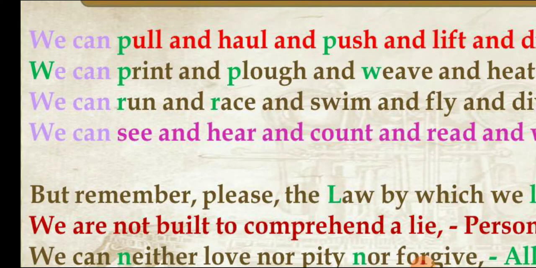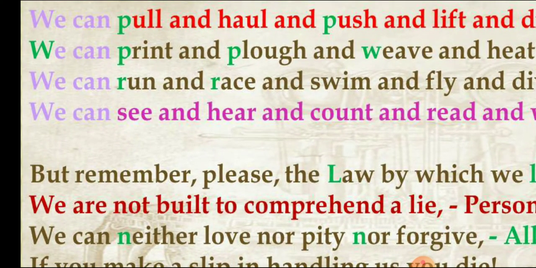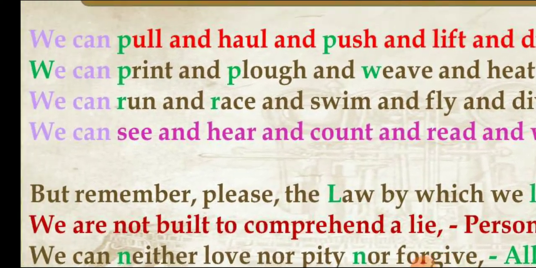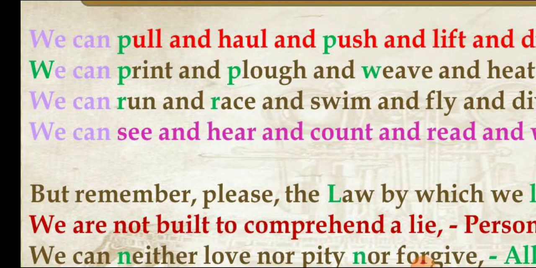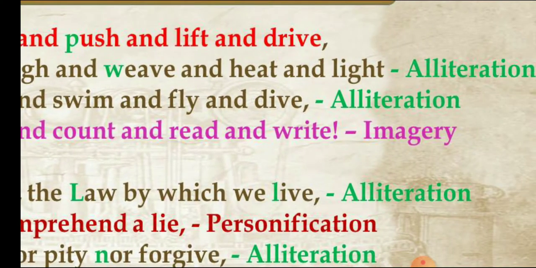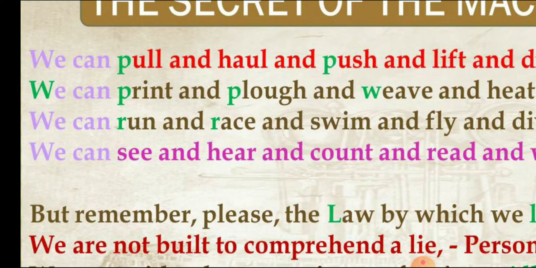We can print and plow and weave and heat and light. So we use machines like pulleys. Then we use cranes, and we use simple machines like knives and scissors in order to push. And we use vehicles to drive and printers to print and tractors to plow and power looms to weave and heaters to heat and lighting machines to light.